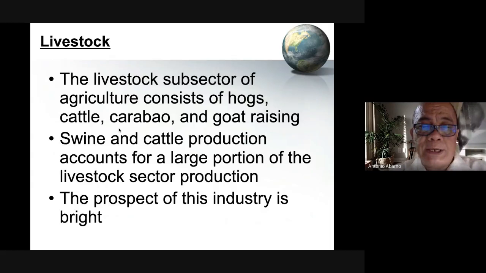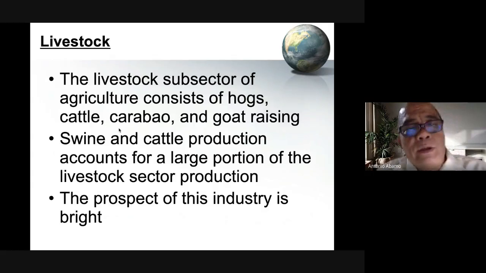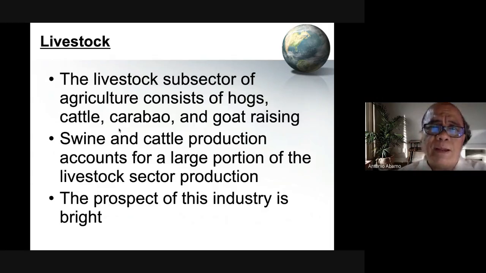The prospects of this industry is bright. There is really a good prospect for the livestock industry. Only that in the case of swine, it's plagued with the African swine flu, causing a really sharp reduction in output in the swine industry also. Now it's really problematic in that sense. Now the prospect of this industry is still bright because there is a persistent demand.